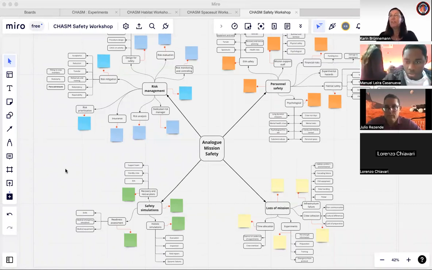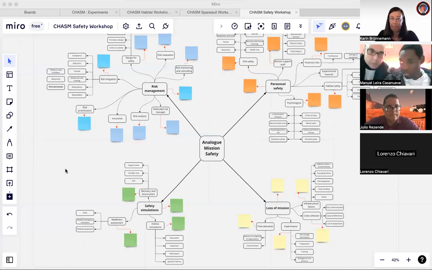which will feature 2 online workshops and 1 online panel discussion. The first workshop, which we are starting now, is on analog mission safety. The second one later in the afternoon will be on spacesuits.